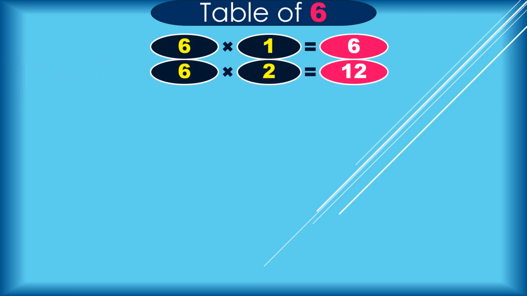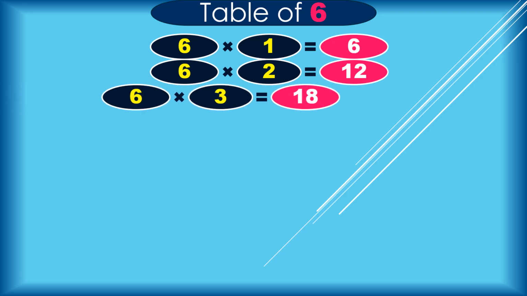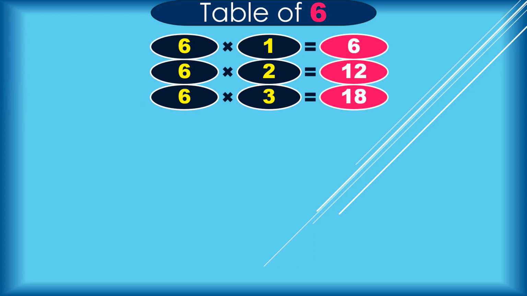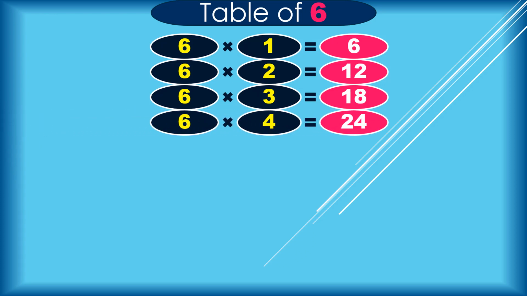6 twos are 12. 6 threes are 18. 6 fours are 24.